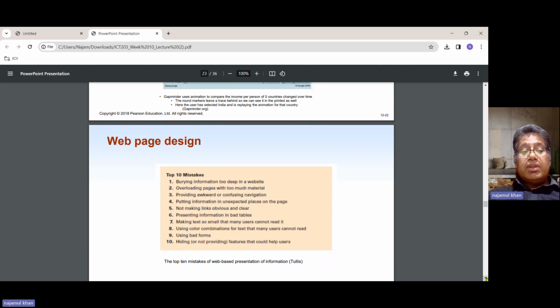Using color combinations for text that many users cannot read. Color management is an important factor. People like good colors. The color should not be too bright, should not be too dull, guys. Using bad forms, again, not a good idea. Hiding or not providing features that could help users. So these are some of the 10 mistakes which every web developer or every web page designer should avoid.